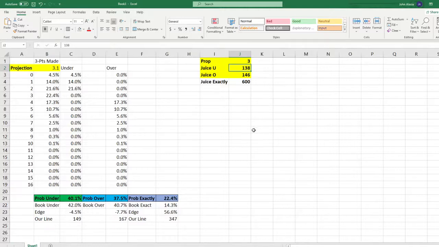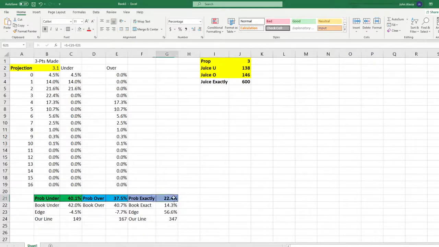So if we look at this instance and we change the prop to 3, now there are 3 possible outcomes. The probability that this goes under is still 40.1%. That hasn't changed because we moved the prop from 2.5 to 3. So still all the same numbers that would have won at 2.5 are going to win at 3. Where things change is now the probability on the over, because we've taken 3 out of the equation. So 3 is no longer a winning bet in this prop. So the probability that this goes over is now only 37.5%.